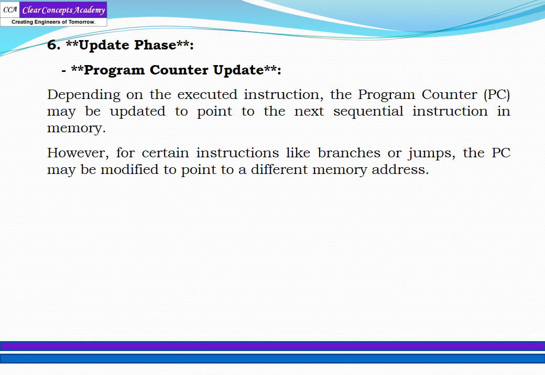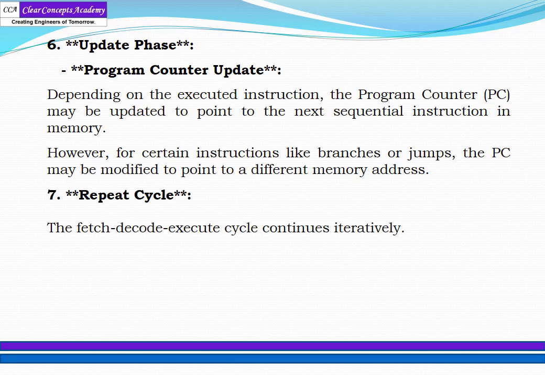However, for certain instructions like branches or jumps, the PC may be modified to point to different memory addresses. That's what I mentioned. Suppose there is a jump, jump to this location. In that case, the program counter will have to be loaded with that address. For a jump or branch, the address where we have to jump has to be loaded into the program counter.